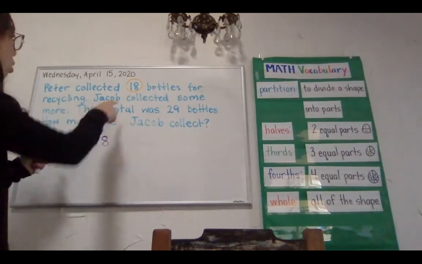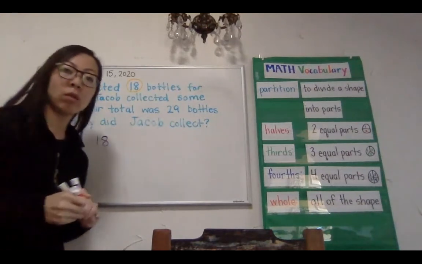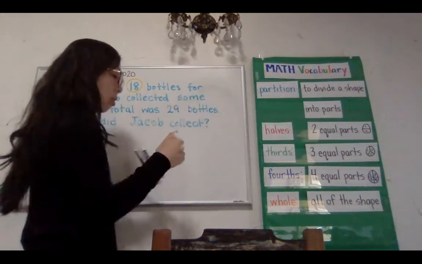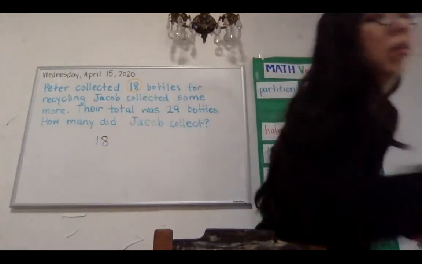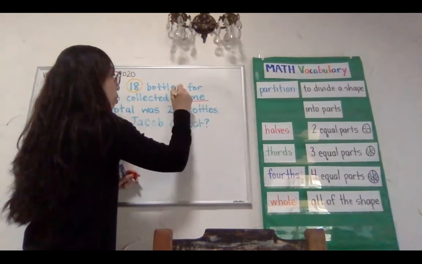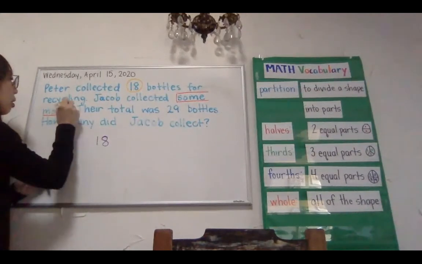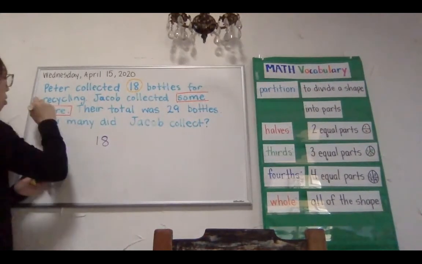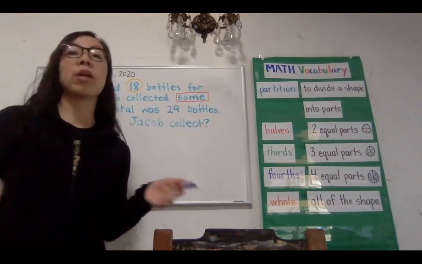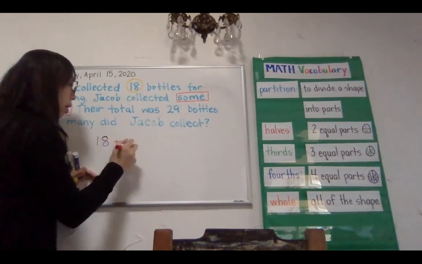Okay, now it says Jacob collected some more. Remember when we say the words some more? It tells us two things. Some tells us we don't know that amount. More tells us we're adding it. So remember how those keywords are so important to us? Some more tells us I don't know how much, but I know it's more. That means I have to be adding. So when we're thinking about that, we're adding something.